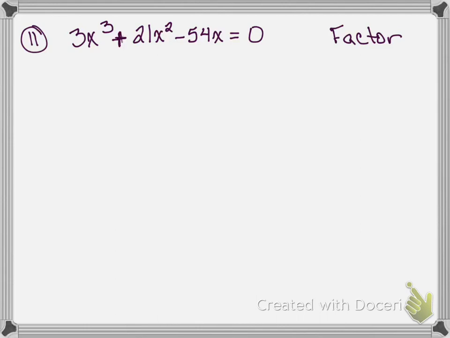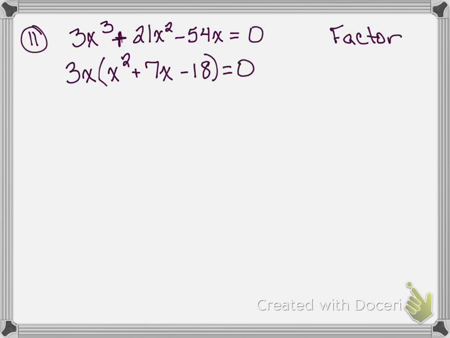So what I would encourage you to do is look for your GCF first. And there is a GCF in here. There's a 3 that goes into all of these, as well as an x that goes into all of these. So we are going to take out a 3x before we do anything else. Then we're going to have x squared plus 7x, and that is going to be minus 18. Okay, and then we're going to set that equal to 0.